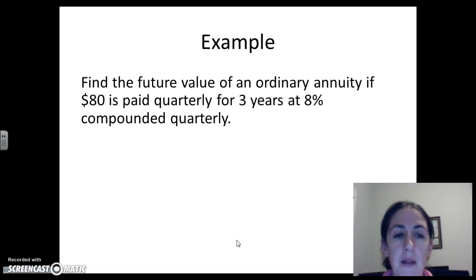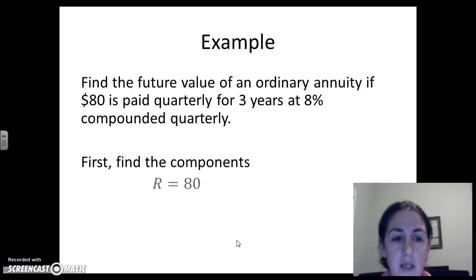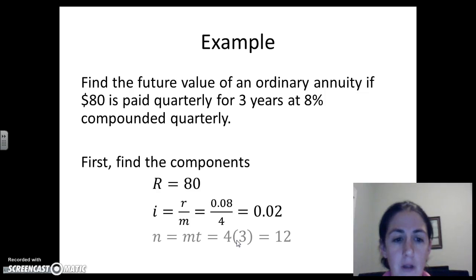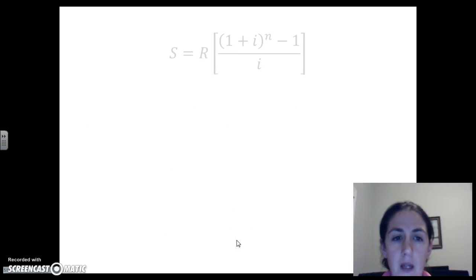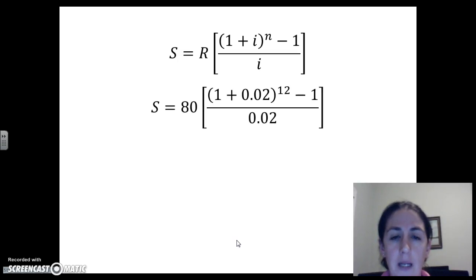So for example, let's find the future value of an ordinary annuity if we pay $80 every quarter for 3 years and we get an 8% interest rate compounded quarterly. So let's first find the components. R, the amount that we invest on every period, is 80. I, which is found R divided by M, we turn our percent into a decimal, so 0.08 divided by 4, which gives us 0.02. And then N, which is M times T, 4 times 3 gives us 12. So now we have our ordinary annuity formula, future value, and we plug in all of our knowns.